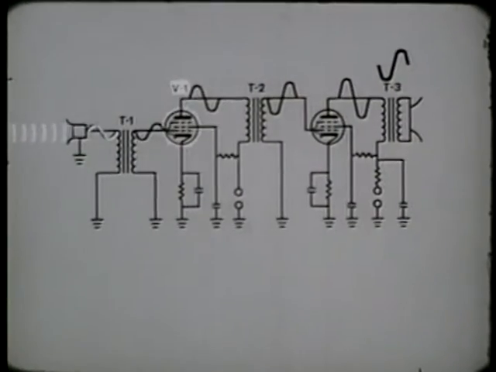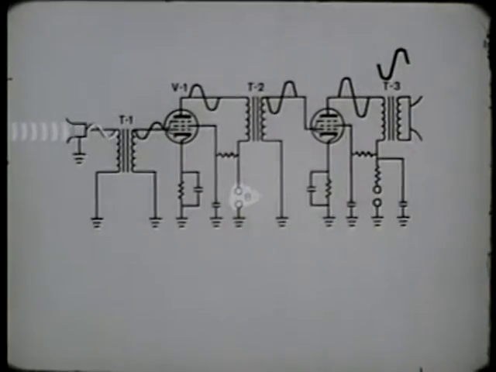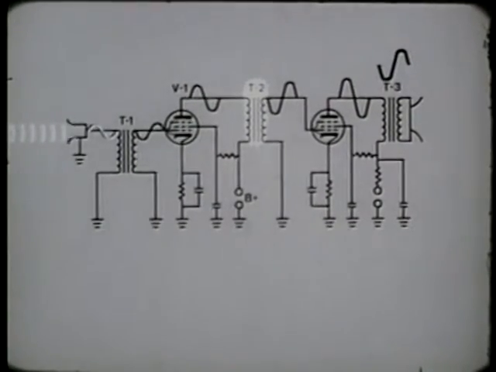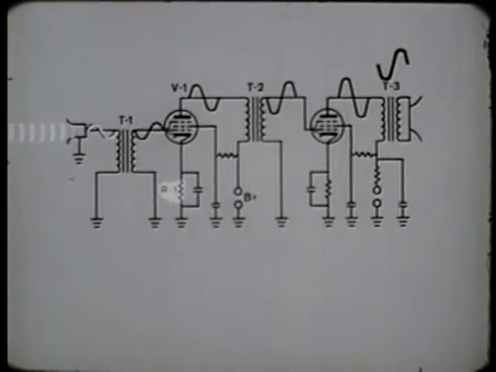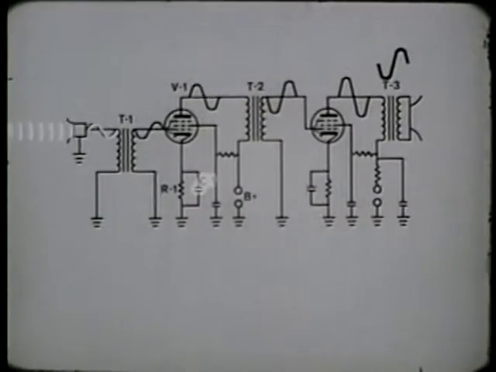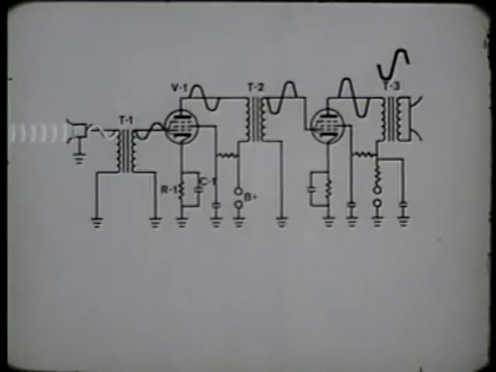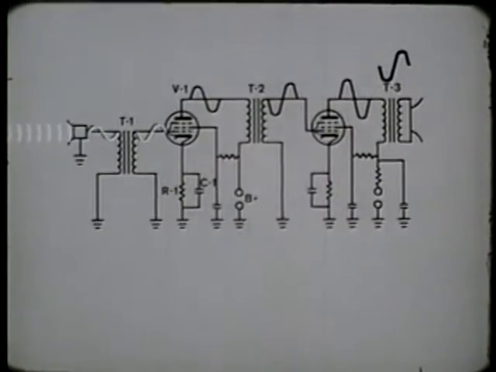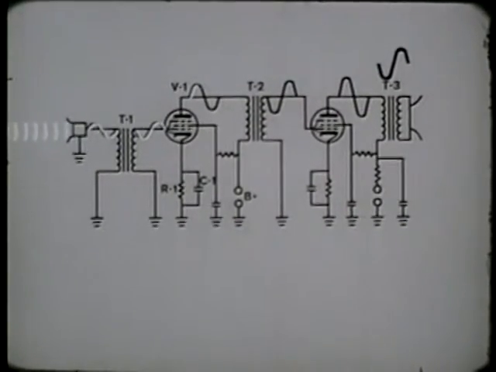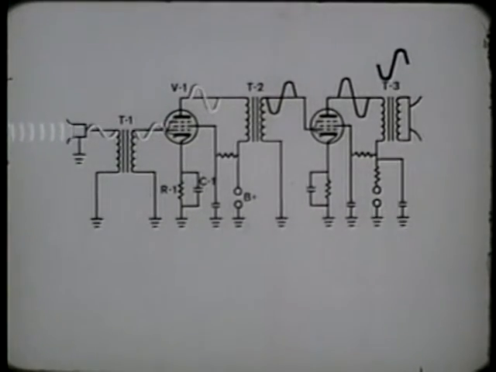V1 is a standard pentode tube with the plate voltage being applied from the B+ supply through transformer T2. The bias for the tube is developed by the cathode resistor R1 and held constant by the bypass capacitor C1. The input signal influences the current flow through the tube, and this current passing through the primary of the interstage transformer T2 induces a stepped-up voltage into the secondary. The same action is repeated for V2.